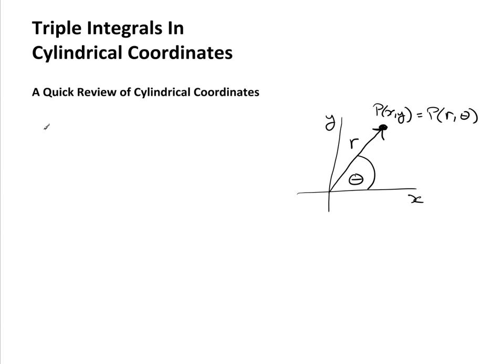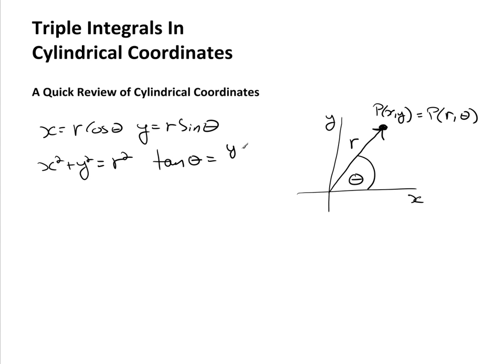Now from this we get the relationship that x is equal to r cosine theta, y is equal to r sine theta, and we also have the relationships x squared plus y squared equals r squared, and quite often it comes in handy to recognize that tangent of theta is simply y over x.